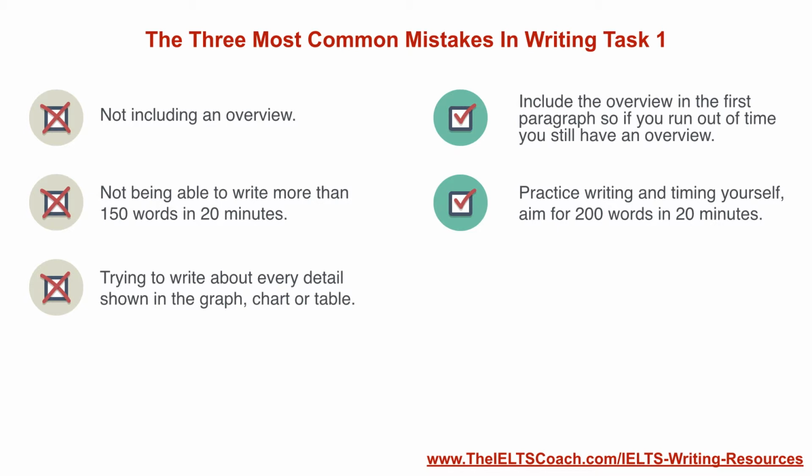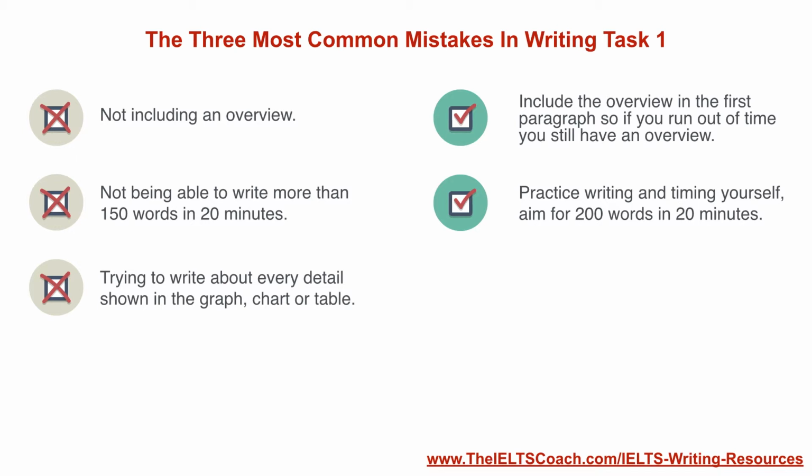The third common mistake for writing task 1 is trying to write about every detail. So in a bar chart or a table, you might have 10 or 15 or maybe even 20 figures or percentages. You don't have to include all of those in your task. If you have a chart with only maybe 5 or 6 percentages, then yes, you could write about all of them. But the important thing is that you write about the important details.